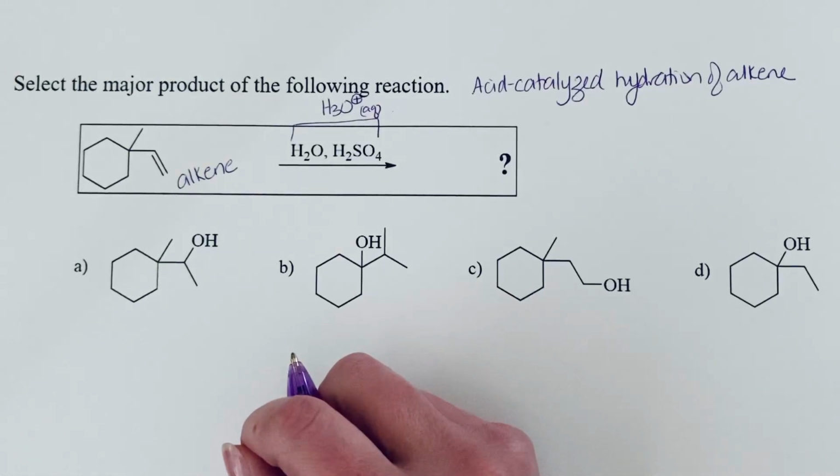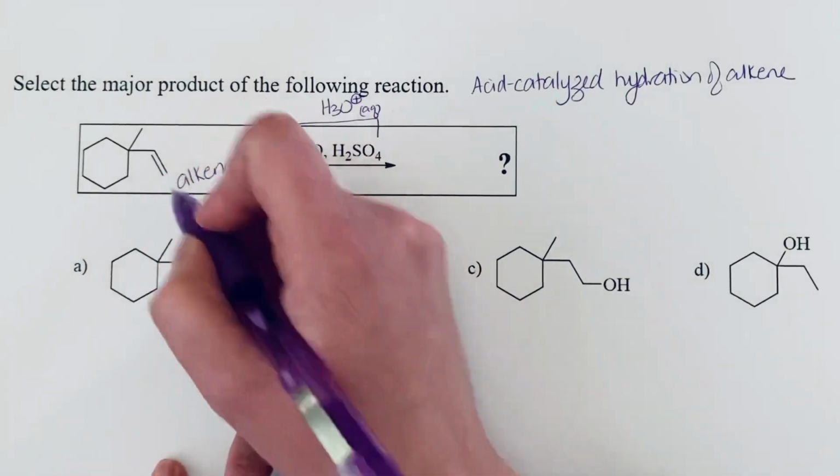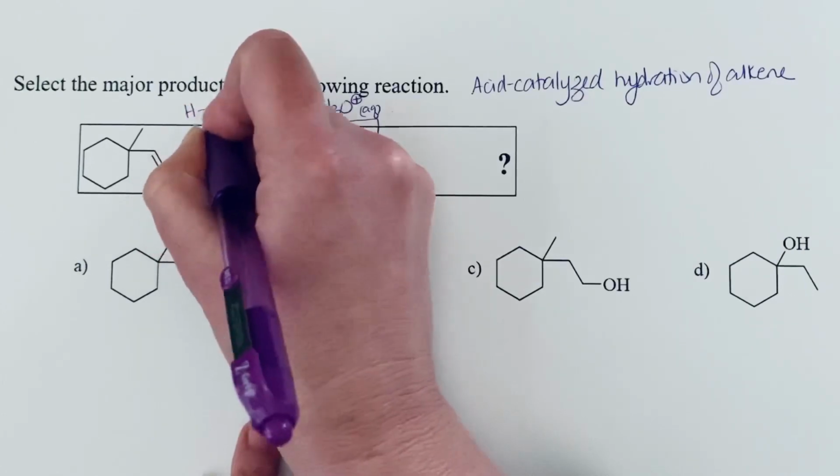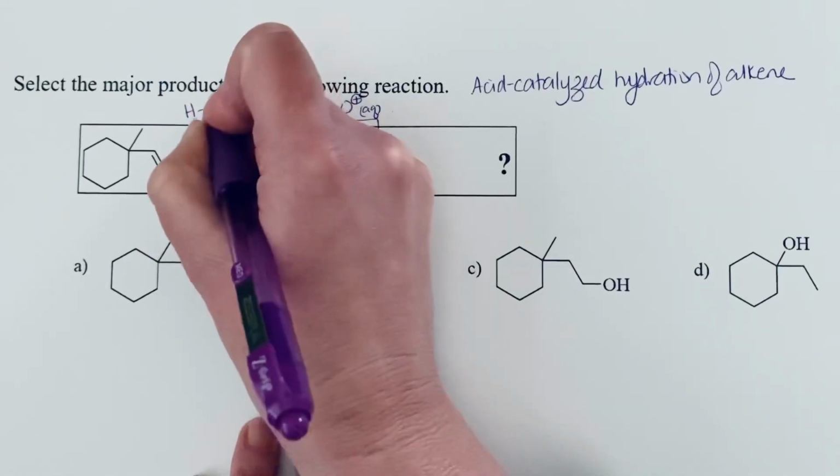Carbocations are prone to rearrange if they can do so in a way that makes them more stable. In order to make sure we don't miss a rearrangement, we want to draw the mechanism and take a close look at the carbocations that are formed. The alkene will be the nucleophile. The hydronium ion will be the electrophile in this first step.